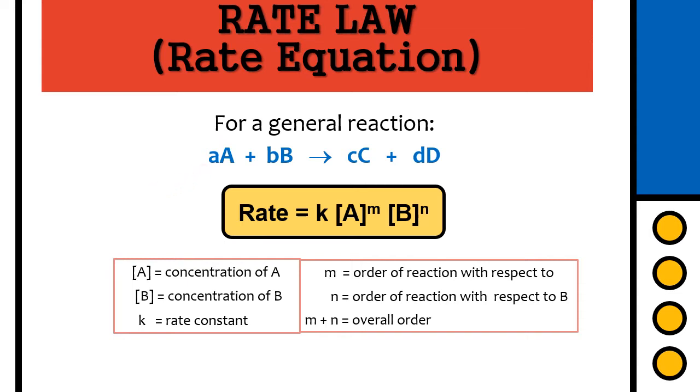If that being said, how do we determine the value of m and the value of n here? The values will be determined by experiment. Only experimentally can we find the order of reaction for each reactant.